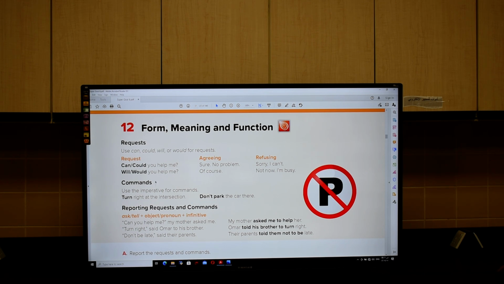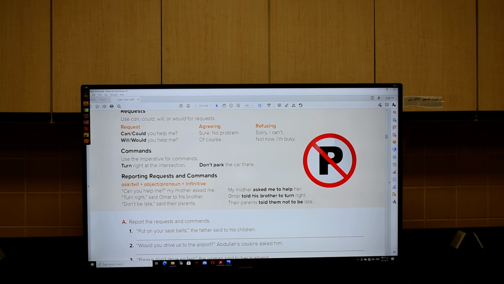Now if you want to report those commands and requests to some other person, like in the example here, you say, can you help me? My mother asked me. So all we need to do, as you can see in the example, is to say, my mother asked, as this is a kind of verb. If you're asking someone, because this is a request, and you can also use tell if you are giving an order or a command. So you say, my mother asked me to help her. So use to and the verb in the infinitive form. Also, turn right, said Omar to his brother. So we can say Omar told his brother to turn right.